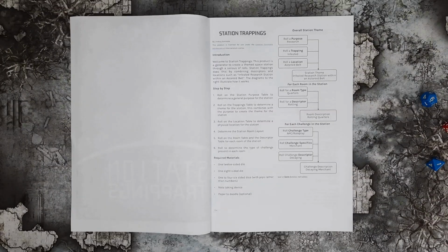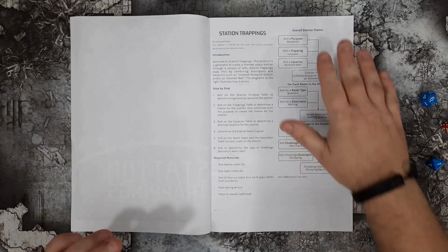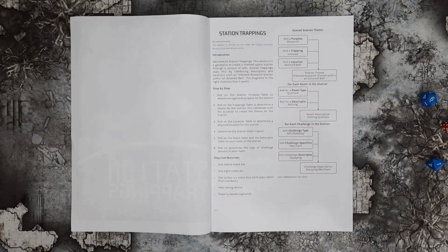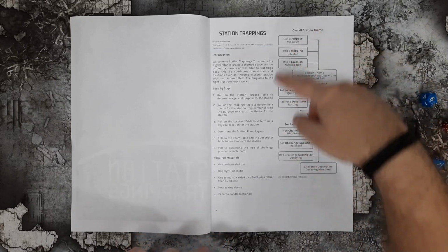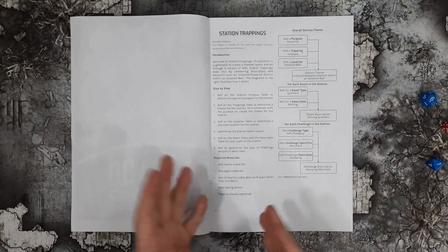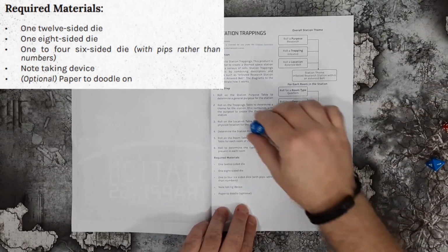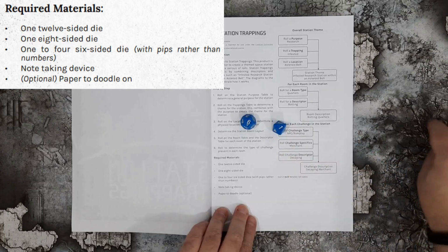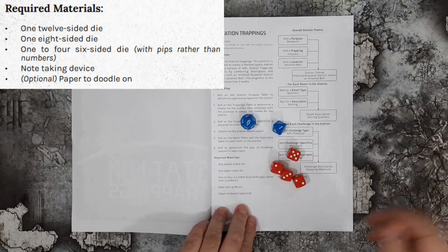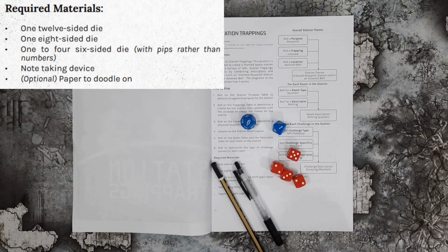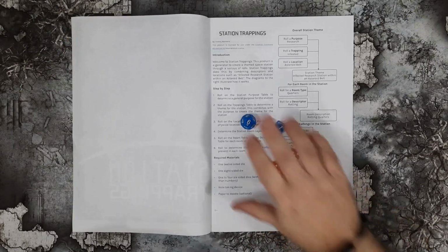All right, so the first thing that you'll find in the document is an overview of how the generator actually works. There are very easy to follow flowcharts showing you step by step what to do. It also tells you what you're going to need. You're going to need a 12-sided dice, an 8-sided dice, a number of 6-sided dice. You're also going to need some paper to make some notes and to draw out possibly, pencil, pens, and everything else you're going to need.